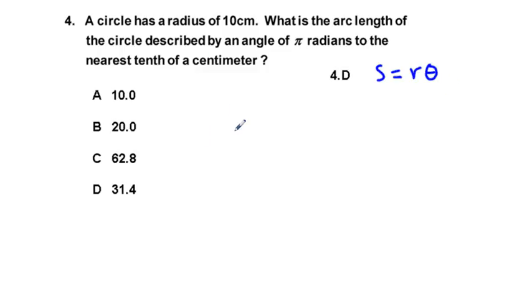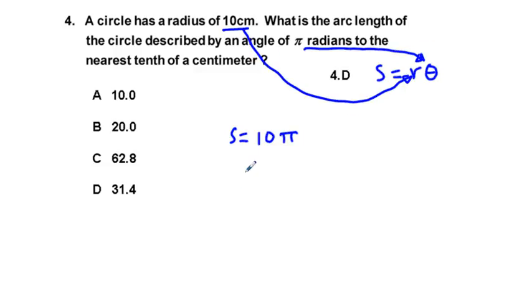And so if we have S equals R theta, well, R is going to be 10, and then we have pi, right? Because that's going to be pi radians. So the pi replaces the angle here, and that's in radians, and the 10 centimeters will replace the radius here. And so if we work this out, I hope you know that pi is approximately equal to 3.14, so times 10 would be 31.4, and so that would be answer choice D.